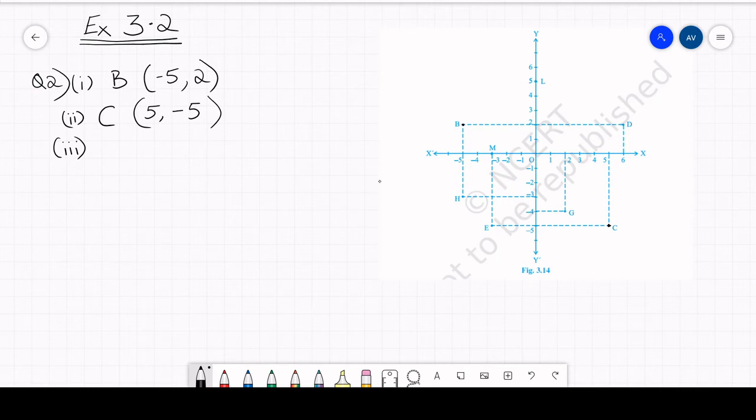Now the third part is asking us to identify the point given by the coordinates -3, -5. Now the point which has coordinates -3 and -5 will have an x coordinate of -3, which means it will be 3 units to the left of the y-axis, and it will be 5 units below the x-axis to account for the y coordinate of -5. So which point on this figure will have an x coordinate of -3 and a y coordinate of -5? It will be this point right here, which is point E.